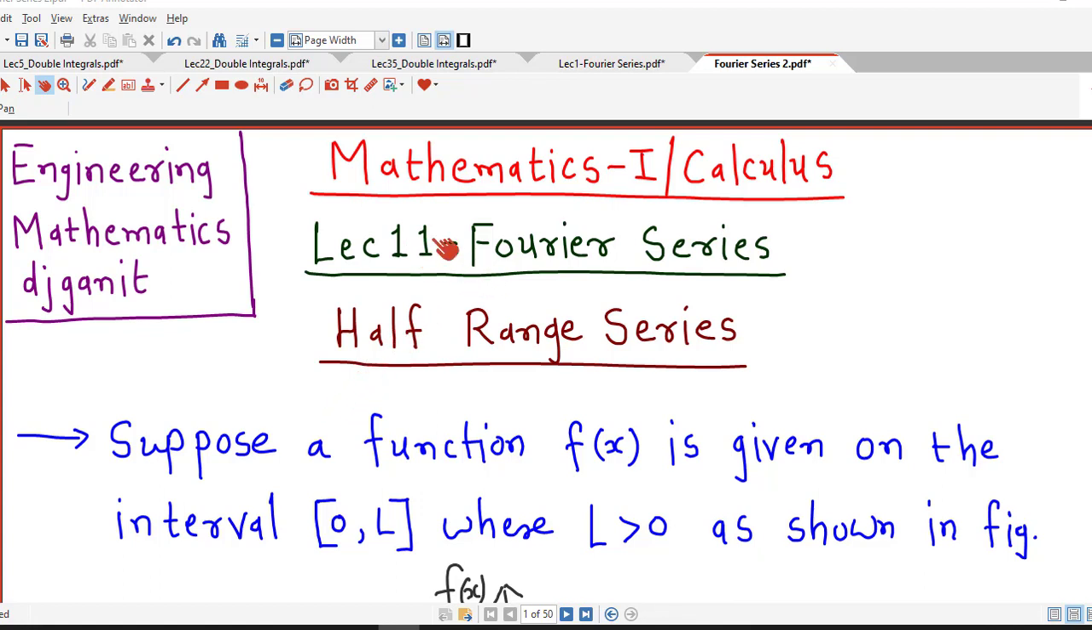Hello friends, I welcome you to lecture number 11 on Fourier series. In this lecture, we will talk about half-range Fourier series. So first we understand what a half-range series is.